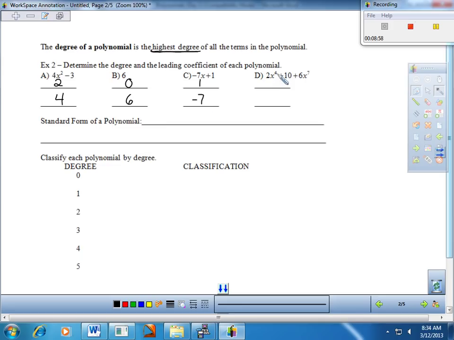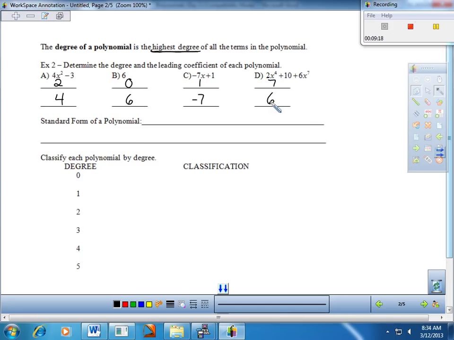This one, maybe just a touch tricky here, but not too bad. I have a degree of 4, a degree of 0, and a degree of 7. And so the largest obviously would be degree 7. And where I found my degree, I go right out in front and find out that the leading coefficient there was a +6.